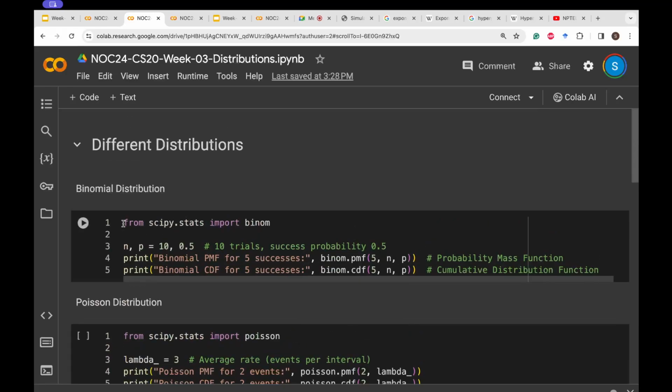From scipy.stats I'm importing binom, and n, p are the parameters, where n is the number of trials. So the PMF, or the probability mass function, will be binom.pmf. There is a function in this submodule, binom.pmf, for the probability of getting 5 successes, given the total number of trials n and the probability value p, that is, the probability of success. So this way you will get the result. Let me just run this.